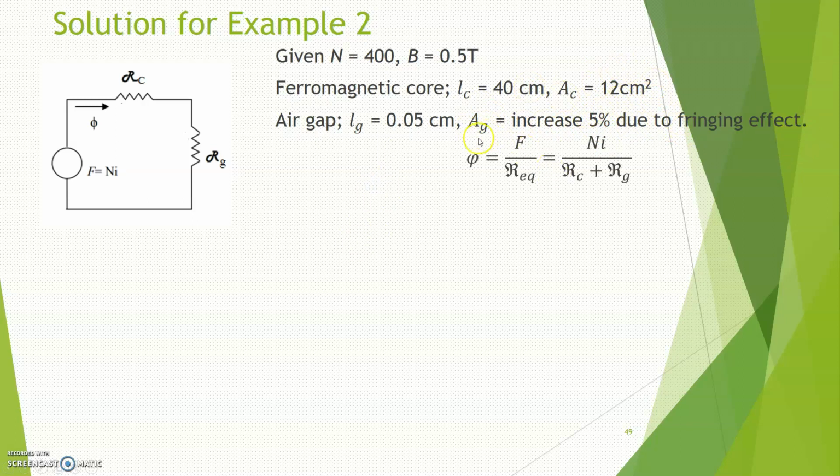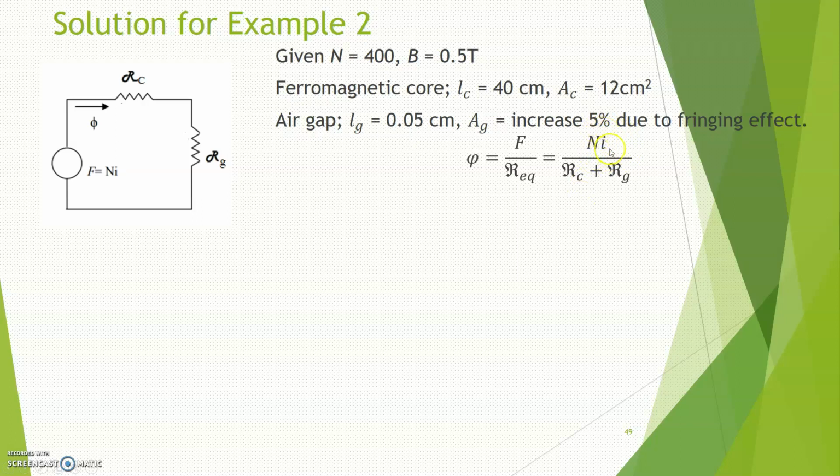Okay, so based on the electrical circuit, you can apply Ohm's law. You know that I will be equal to V divided by R. So in this case, the flux is equal to F divided by the total reluctance. Okay, so F is equal to N multiplied by I. In this case, you don't have I, but you need to find what the value of I is.